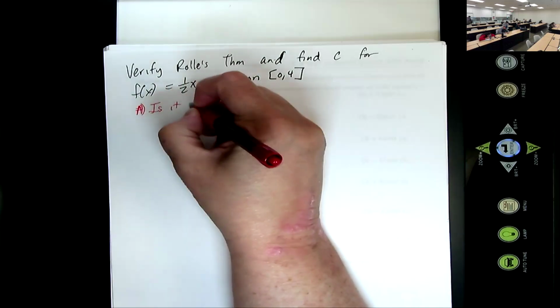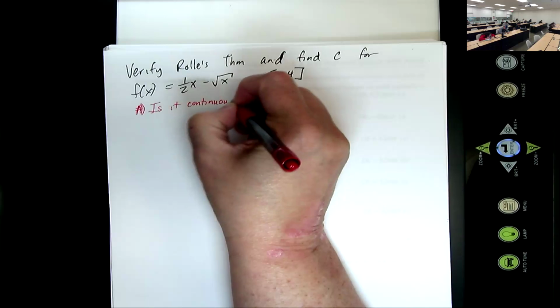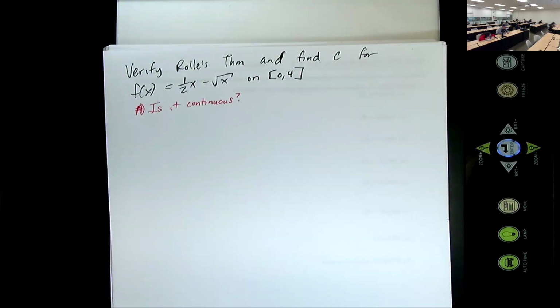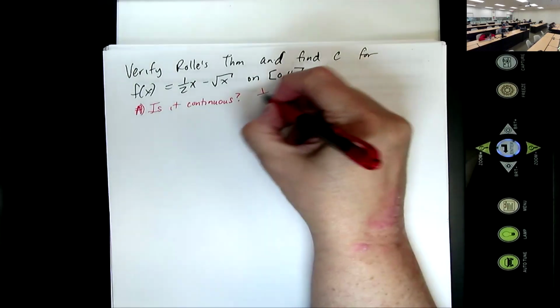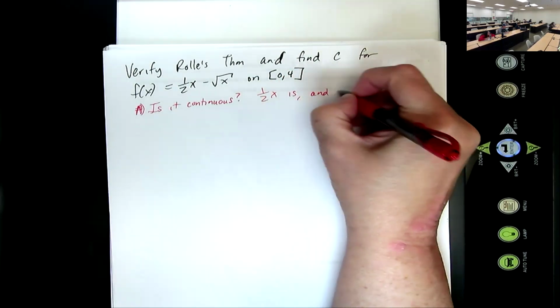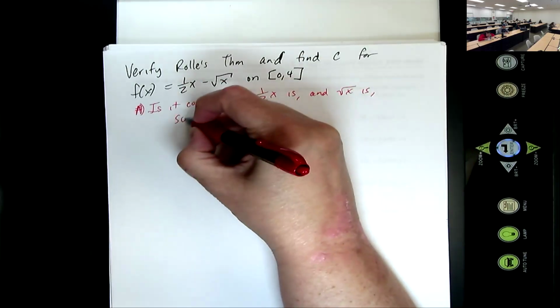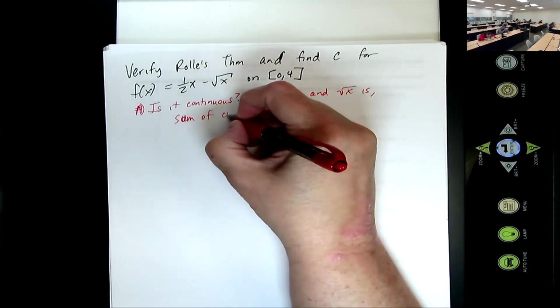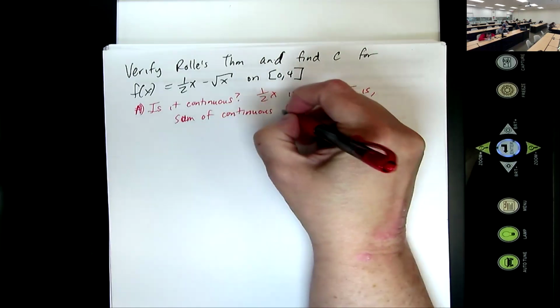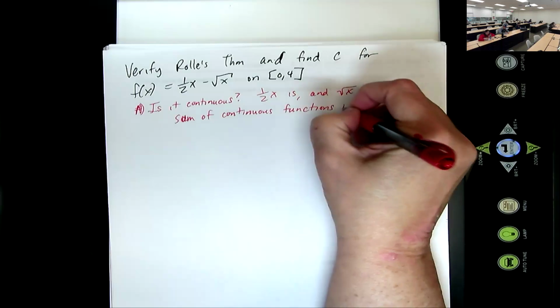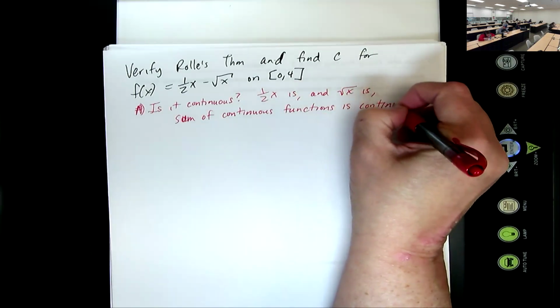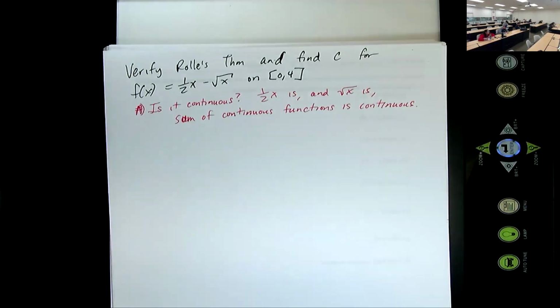Is it continuous? Oh, it is. 1/2 x is, and square root of x is. And the sum of continuous functions is continuous. If it wasn't continuous, I can't verify anything on this. I don't know why I thought you were talking about the intervals, I was like, no, you're only going from 0 to 4.